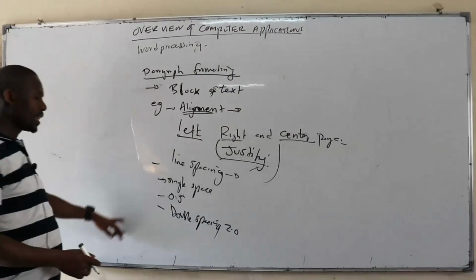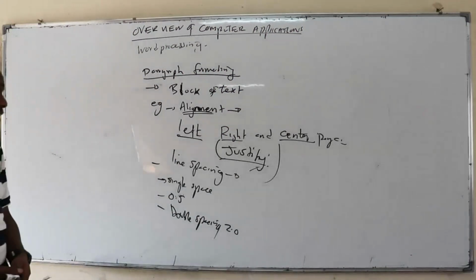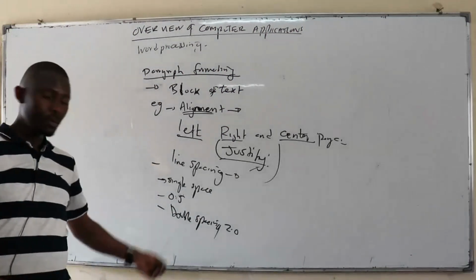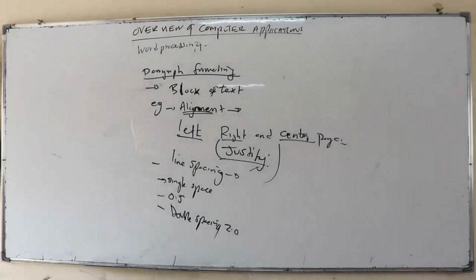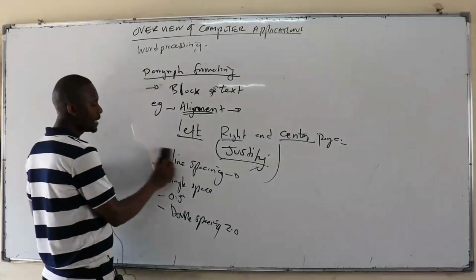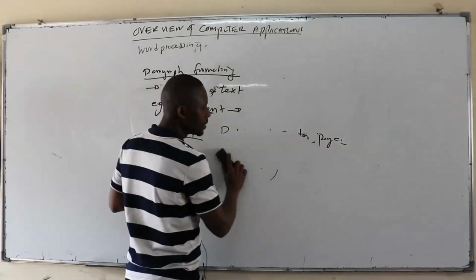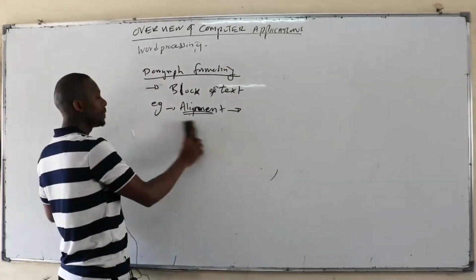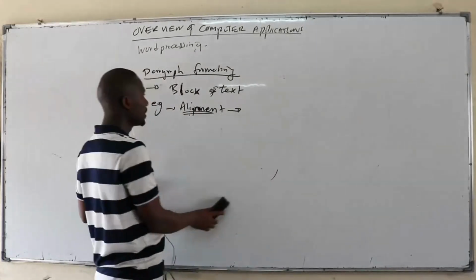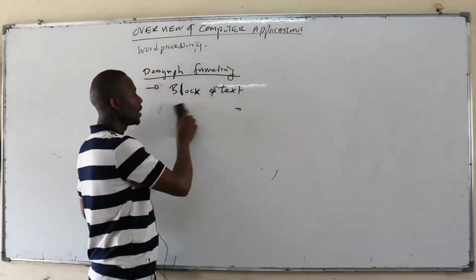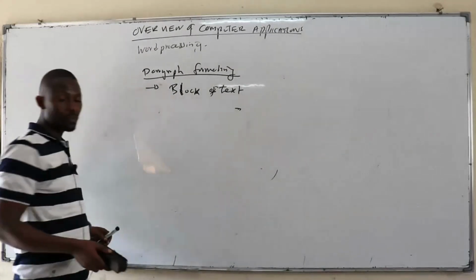And we have other spacing features that we use. In our word processing program, you need to use the spacing, what we call the line spacing, to separate the lines of a document. Then that is alignment and line spacing.